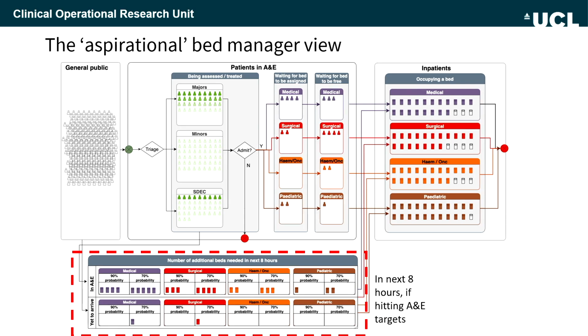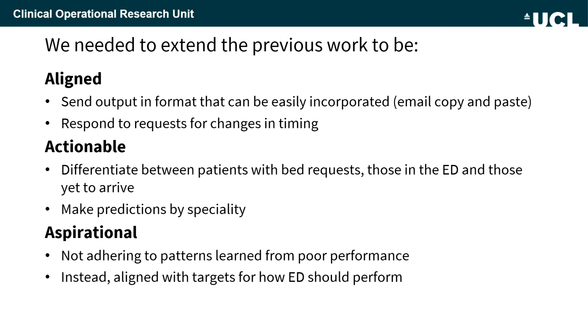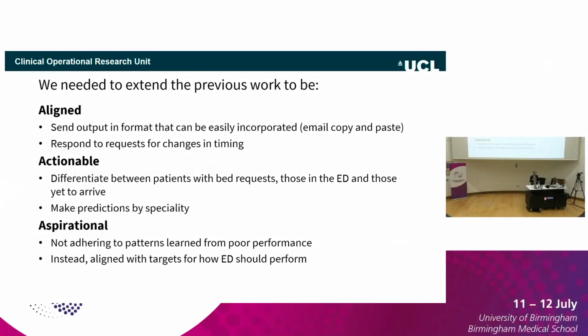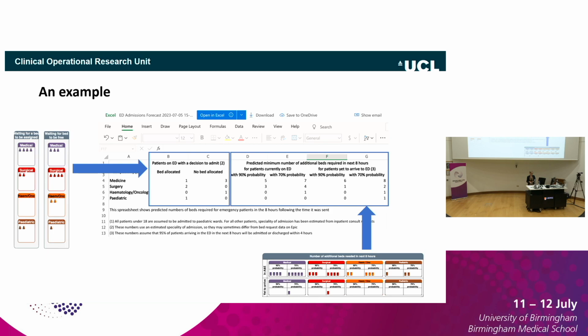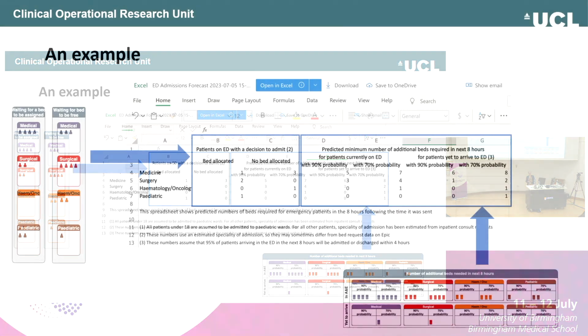And as I've already alluded to, if we want to predict in the next 8 hours, we'd ideally like the predictions to reflect the fact that the A&E is performing to hit targets rather than performing based on poor patterns of performance that we've learned from the past. So we needed to extend the previous published work in these ways in order to be aligned, to be actionable, so that we could help them differentiate between the patients they already knew about and the ones who were being treated but didn't yet have bed requests, and in an aspirational way. So this is what we now send.